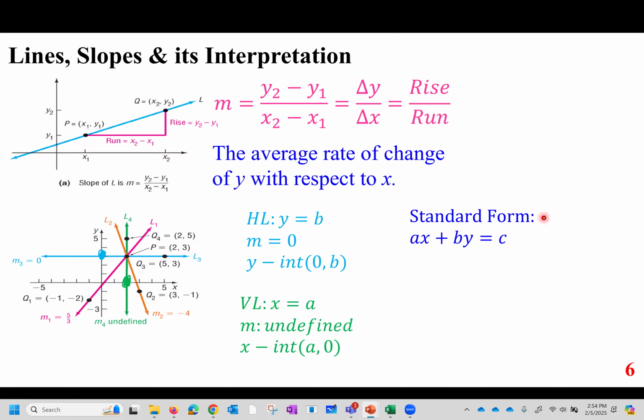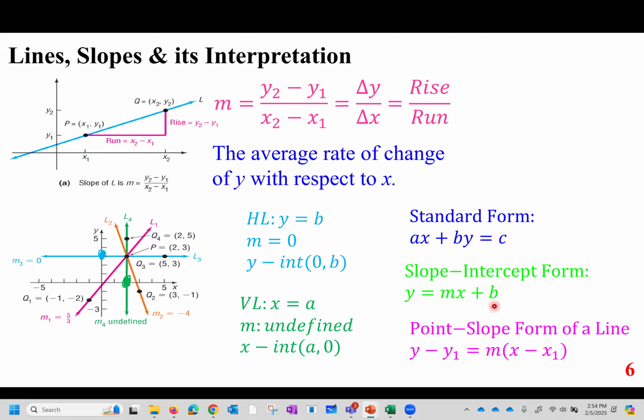Standard form of a line is ax plus by equals c. That means x and y are on the same side. Slope-intercept form, y equals mx plus b. Point slope form of a line, y minus y1 equals m times x minus x sub 1.